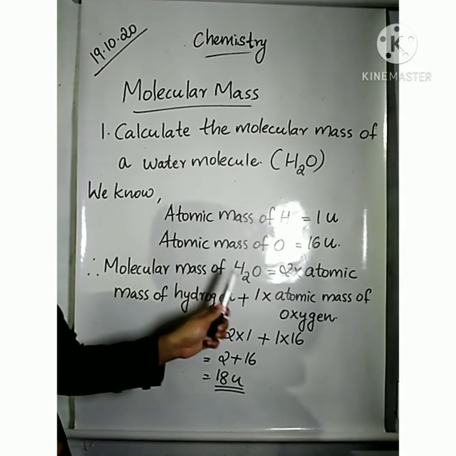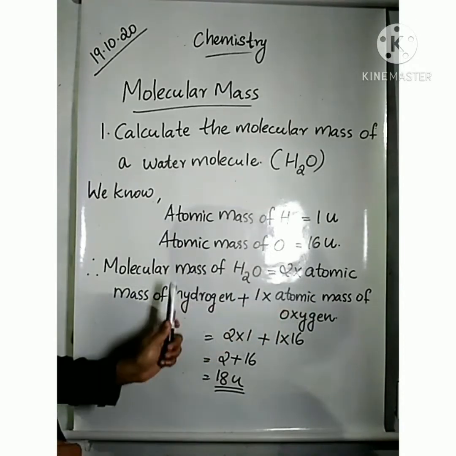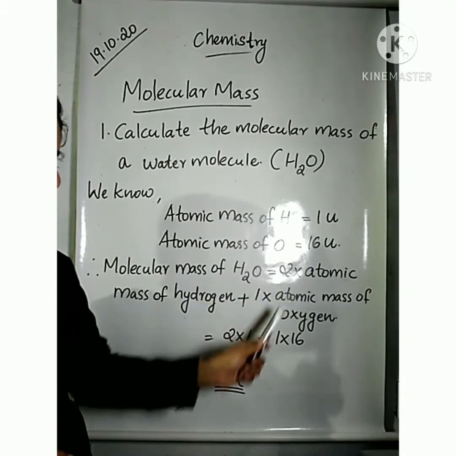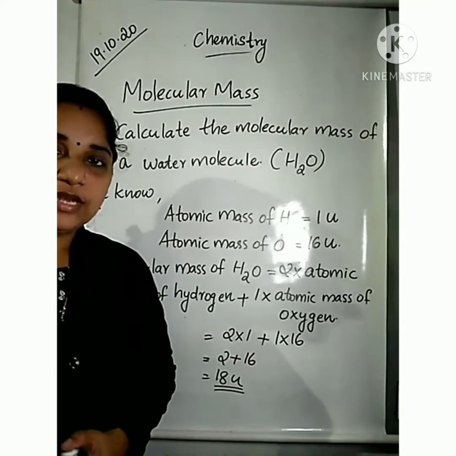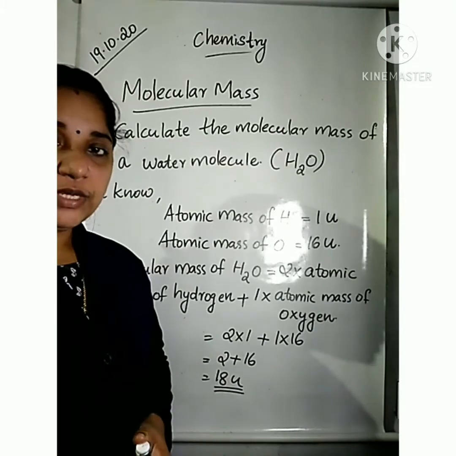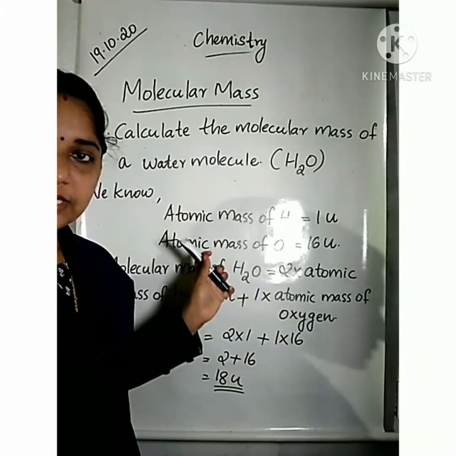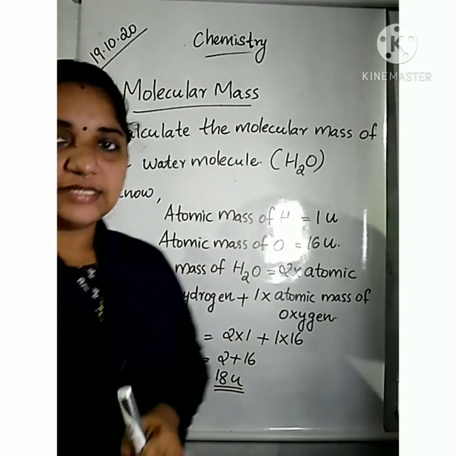Molecular mass of water equals 2 into atomic mass of hydrogen plus 1 into atomic mass of oxygen, so 18. That molecular mass is the sum of atomic masses of all the atoms present in that substance.